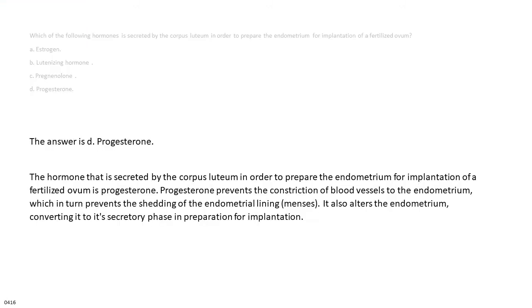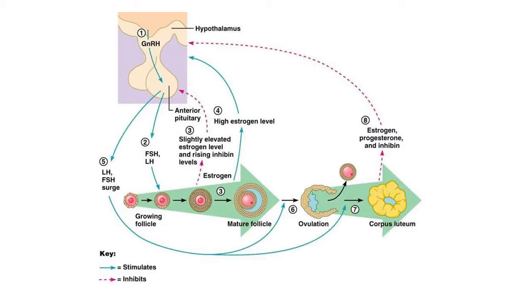The answer is D. Progesterone. The hormone that is secreted by the corpus luteum in order to prepare the endometrium for implantation of a fertilized ovum is progesterone. Progesterone prevents the constriction of blood vessels to the endometrium, which in turn prevents the shedding of the endometrial lining, menses. It also alters the endometrium, converting it to its secretory phase in preparation for implantation.